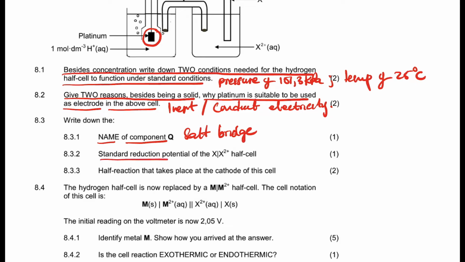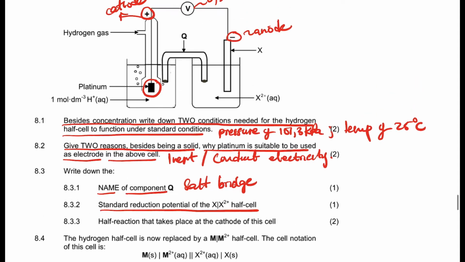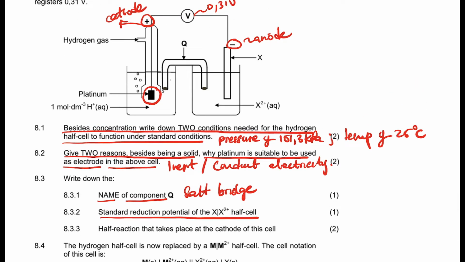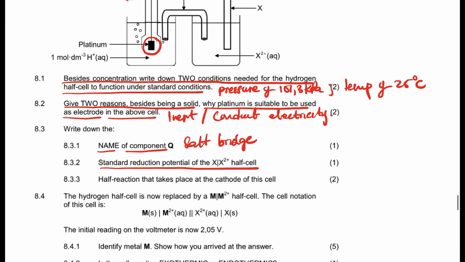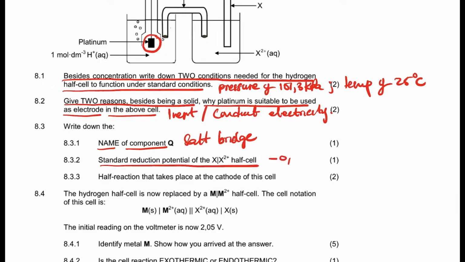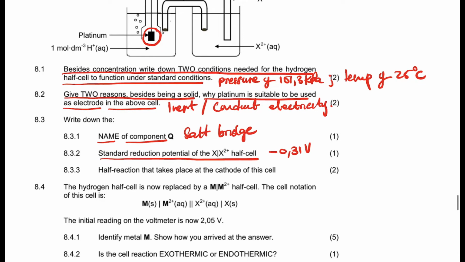Write down the reduction potential for X2. So guys, if this is an anode and this is the cathode, the reduction potential for hydrogen is going to be 0. So this one needs to be negative, right? It needs to be lesser, because the cathode has to have a bigger reduction potential than an anode. So this is going to be negative 0.31.